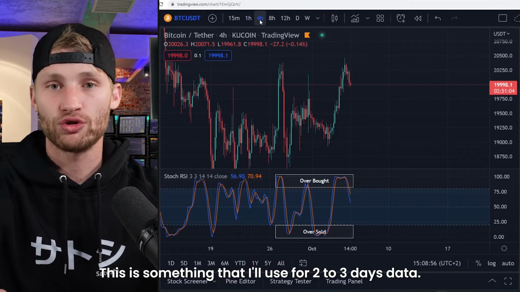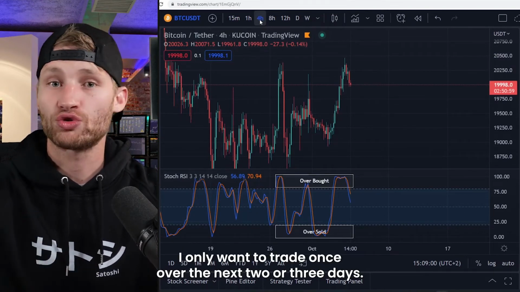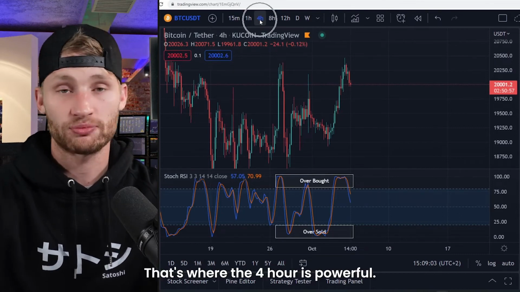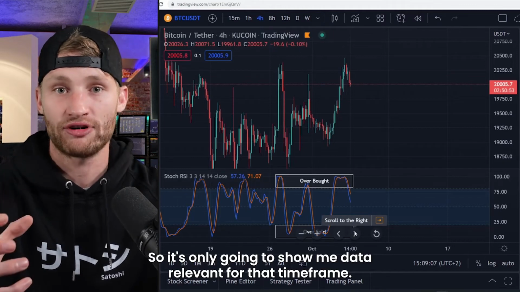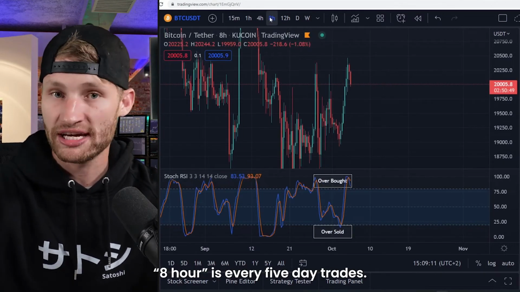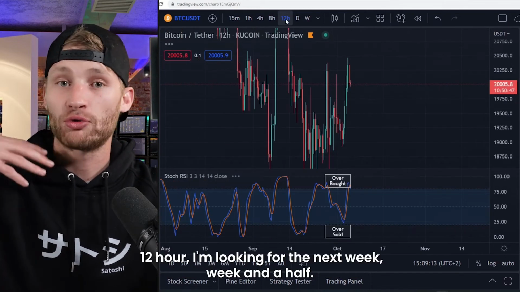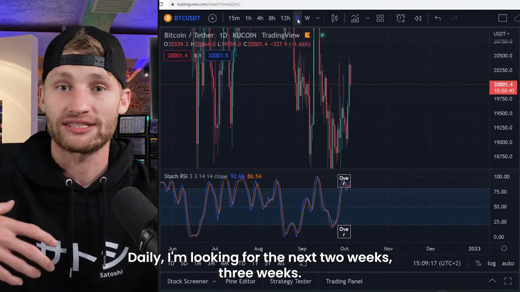Then we'll jump to the 4 hour, the one I was on previously. This is something that I'll use for 2 to 3 days of data. I only want to trade once over the next 2-3 days. That's where the 4 hour is powerful. So it's only going to show me data relevant for that time frame. And it's the same as you make your way up. 8 hour is every 5-day trades. 12 hour, I'm looking for the next week and a half. Daily, I'm looking for the next 2 weeks, 3 weeks.